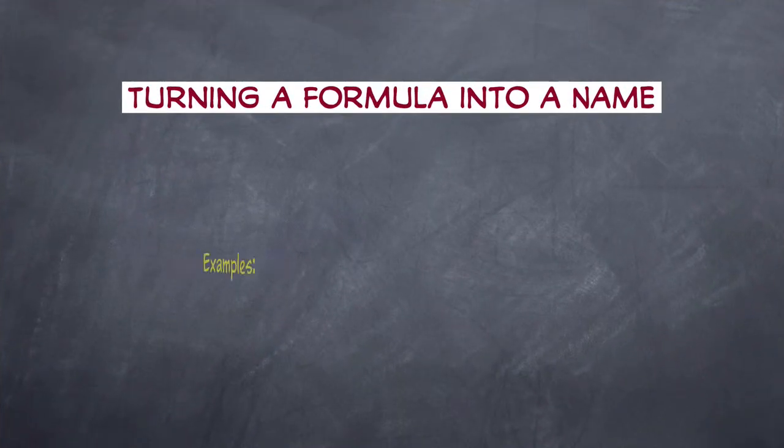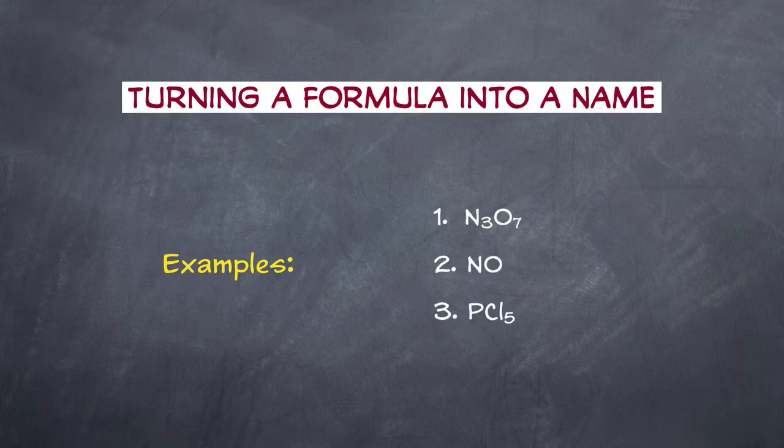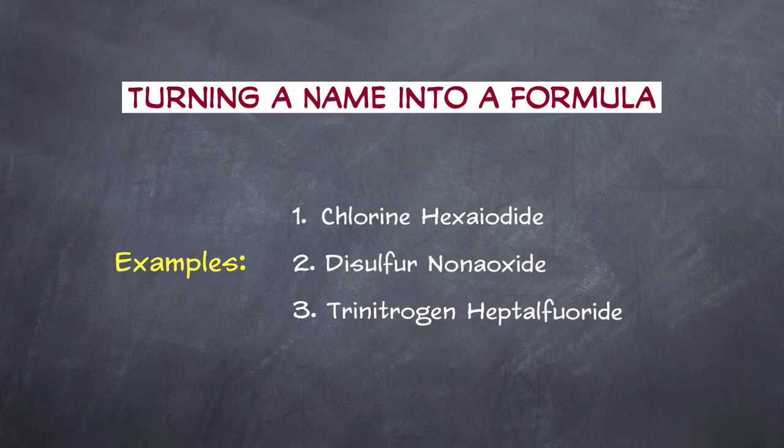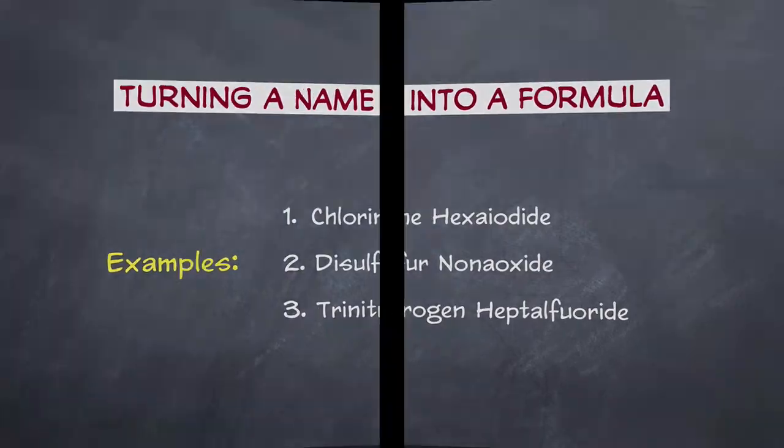Now, for turning a formula into a name, we're going to go over 3 examples. And here they are, and you might want to jot them down just so you can practice with them. And we're also going to turn a name into a formula. And our 3 examples are, well, right here. And you might want to jot these down as well so you can practice with them. Let's go ahead and get started.